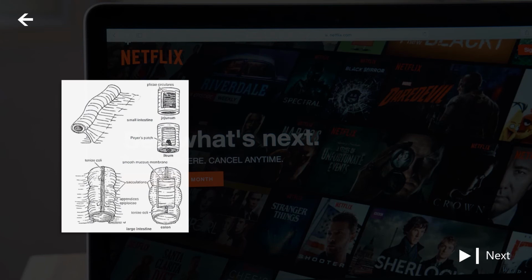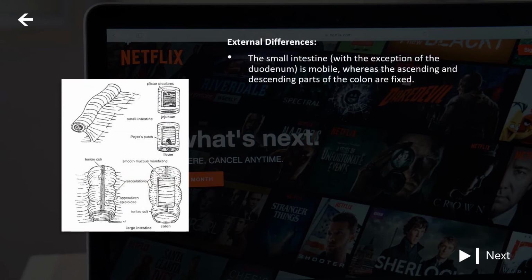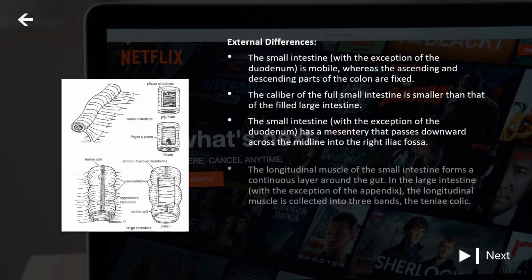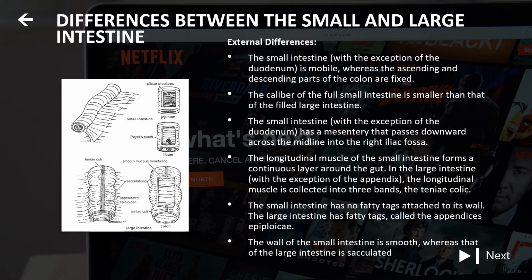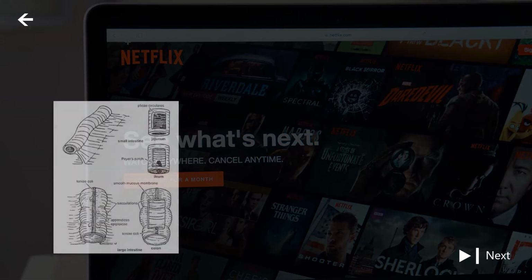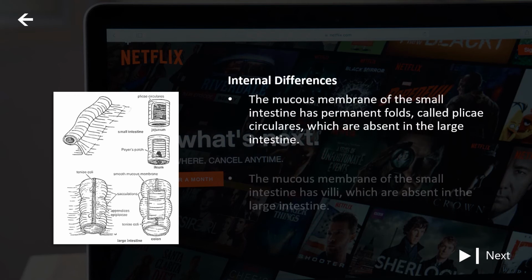The differences between the small and large intestine. So as you can see, there's a picture here, and these are the differences between the small and large intestine externally. And here are the internal differences.